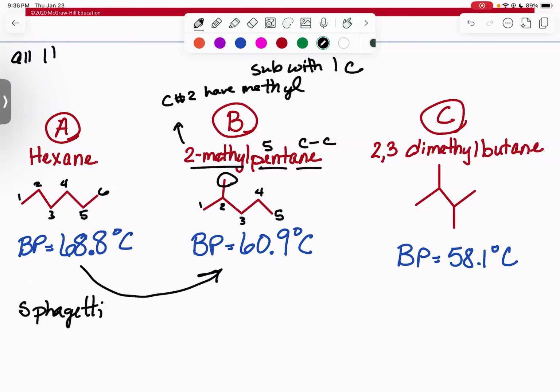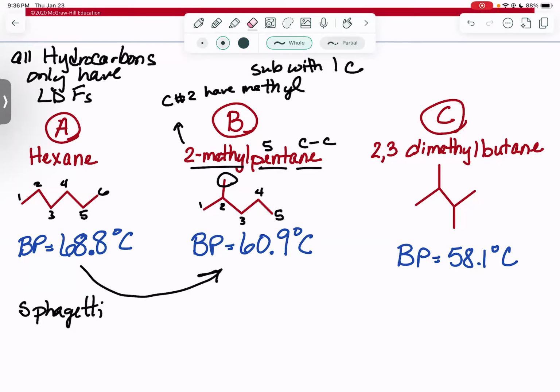So all hydrocarbons only have London dispersion forces. That's it. That's all they have. And remember, when we talked about London dispersion forces, we said they're really just rearrangements of the electron cloud, and that happens when the molecules bump into one another. So how often do strands of spaghetti in a bowl bump into one another? Gosh, a lot, right? So my hexane is going to have very, very high intermolecular forces, right?